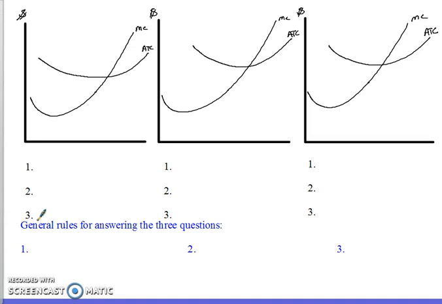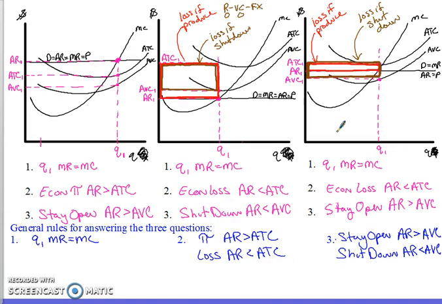Actually, in the short run, let me just go back to that. This I did on a previous video. These were answering the three questions in the short run. How do I know it's the short run? I know it's the short run because there was an average total cost curve and an average variable cost curve, and in between there must be your fixed costs. And if there's fixed costs, then it's short run. And if it's short run, then question number 3 is, do we stay open or do we shut down?